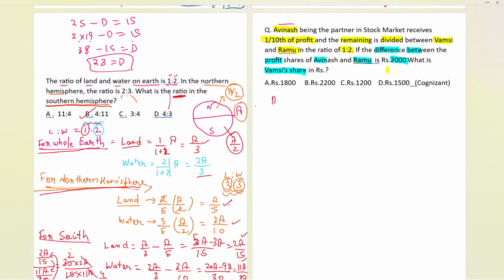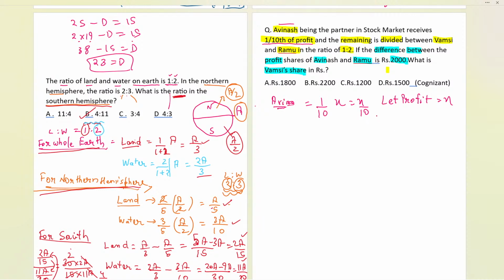Over here we have Avinash; let us call him Avi. Now let us consider the profit. Let the total profit be X. If the total profit is X and Avinash is getting 1/10 of the profit, can I say that 1/10 of the total, that is X by 10, will be the profit of Avi? Definitely.